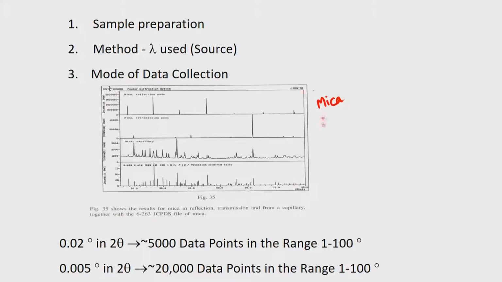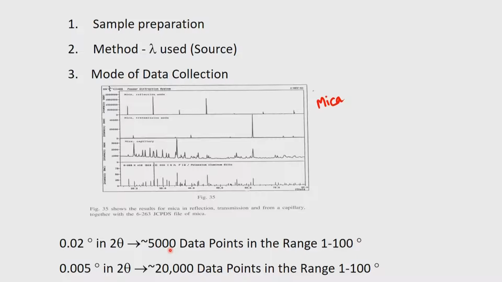Now, what is the quality and quantity of data one would like to have? If you want to determine a structure, you should get as many data points as possible, the same logic as in single crystal analysis. That means the maximum extent of data which we can acquire in the 2 theta range. Suppose we go in the range of 1 to 100 degrees. If we go in steps of 0.02 degrees in 2 theta, we get nearly 5000 data points. So we should measure every data point in a powder pattern.